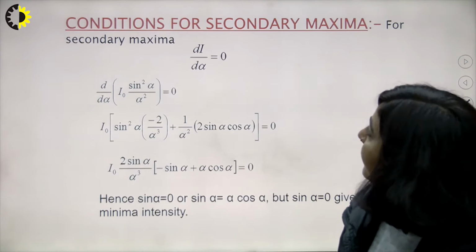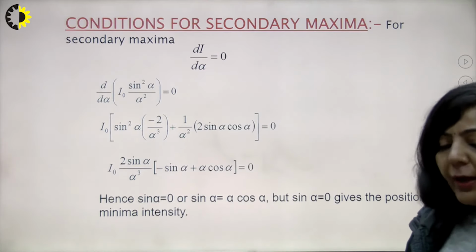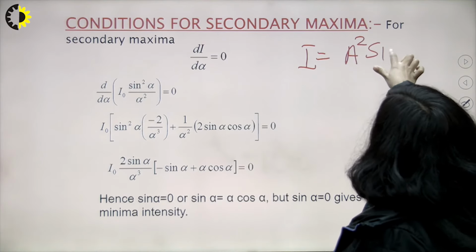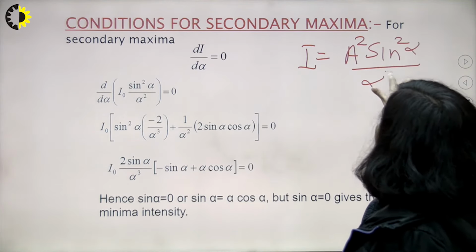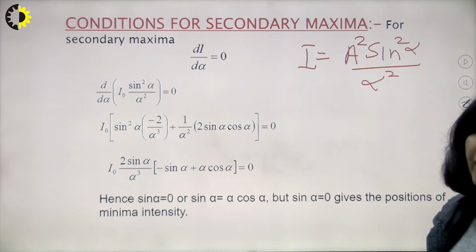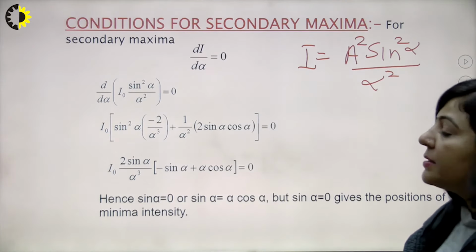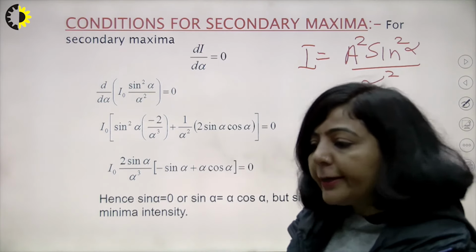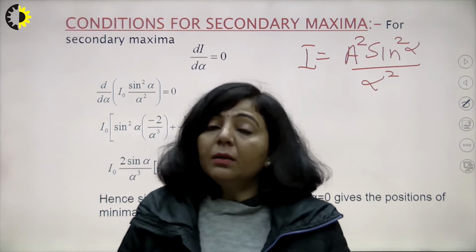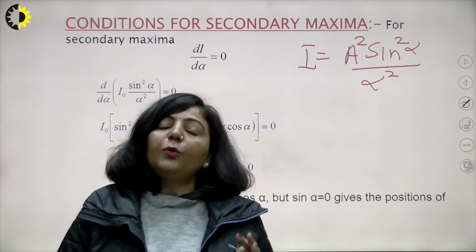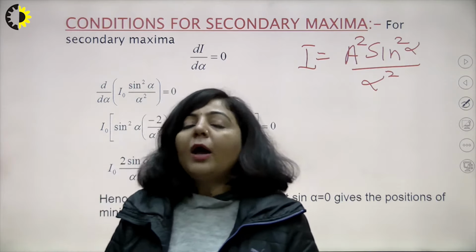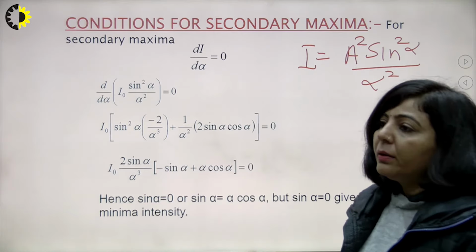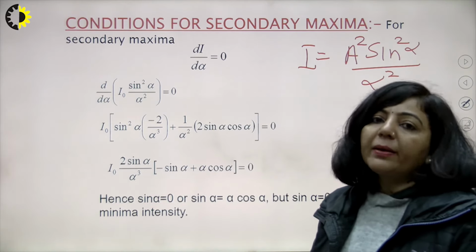In order to find the condition of secondary maxima, you know that I is equal to A square sin square alpha upon alpha square. As you can see, I depends upon alpha. This resultant intensity depends upon this factor. And you know, in mathematics, if y is a function of x and you want to find the points of maxima and minima, then you have to differentiate y with respect to x, and then equate it to 0. Then you can decide your conditions of maxima and minima.